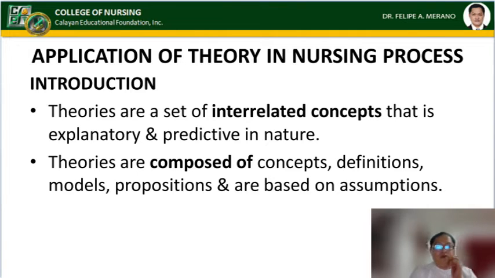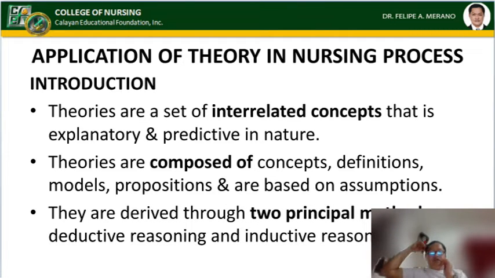Theories are composed of concepts, definitions, models, propositions, and are based on assumptions. So that is the composition of theories. There is one concept, two definitions, third models, next propositions, and all are based on assumptions. Example, since we all know that the sun rises every day, then probably tomorrow the sun will rise.